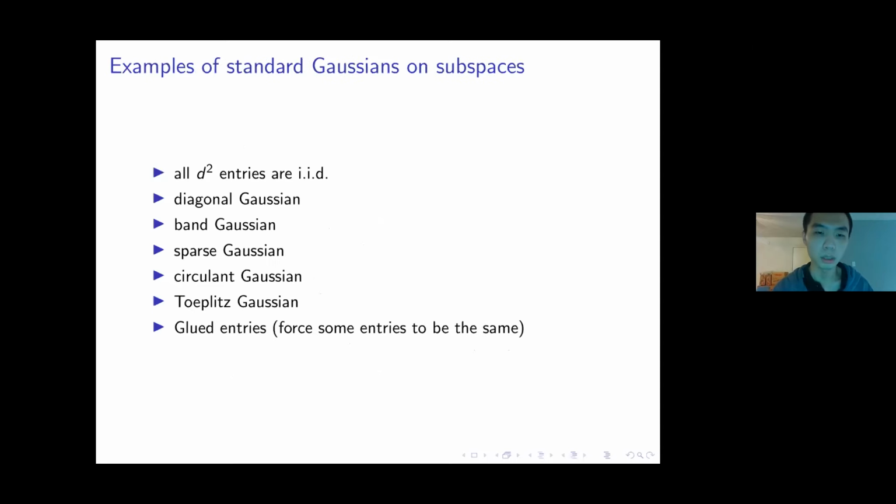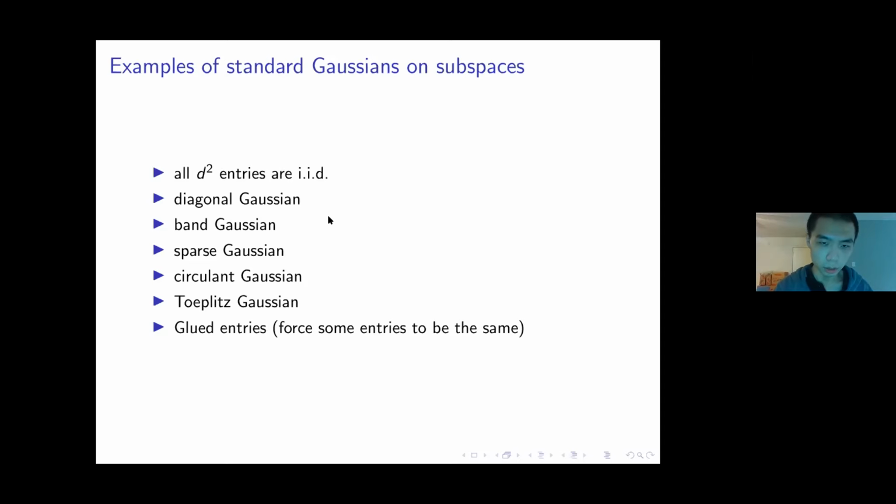Okay. And actually quite a number of random matrix models are of this form. So first, if all the d-square entries are i.i.d. standard Gaussian, then this is the standard Gaussian on the space of all d by d matrices. Diagonal Gaussian is the standard Gaussian on the space of diagonal matrices as a vector space.